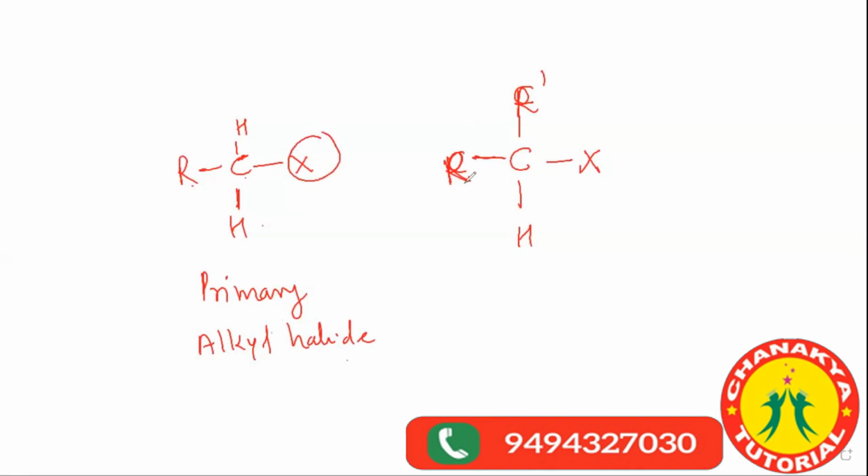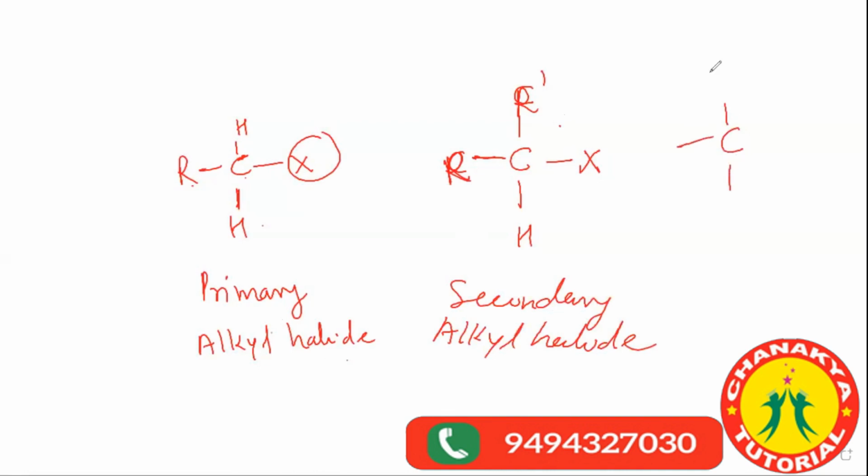When one carbon is attached to 2 alkyl groups and one hydrogen atom, that would be your secondary alkyl halide, right? And when your carbon is attached to 3 alkyl groups, R, R, R, that can be similar or different, it depends. And if one of the hydrogens is replaced with halogen, that would be tertiary alkyl halide. Fine. These are the basic things.